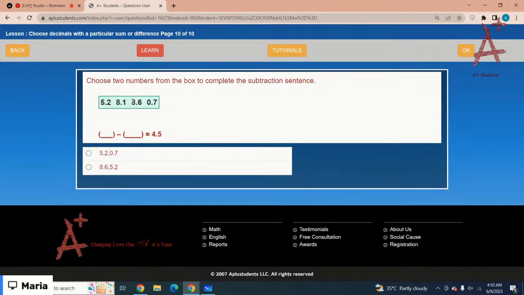Okay, choose the two numbers from the box to complete the subtraction sentence. Which two numbers have the difference 4.5? So which is the correct option? The correct option is option number 1.